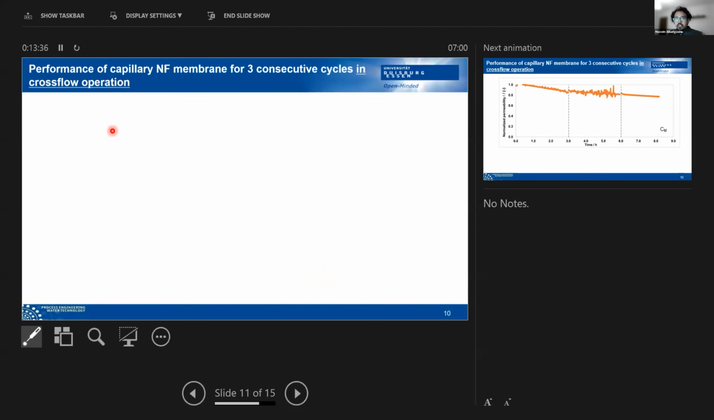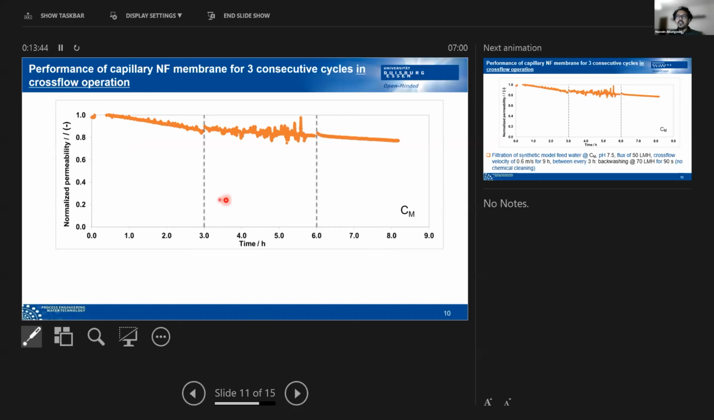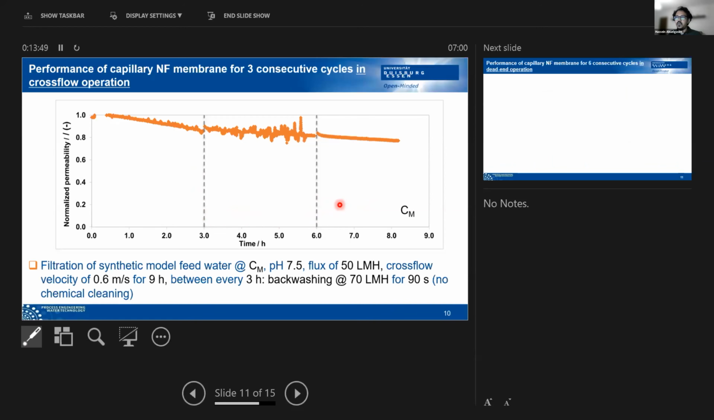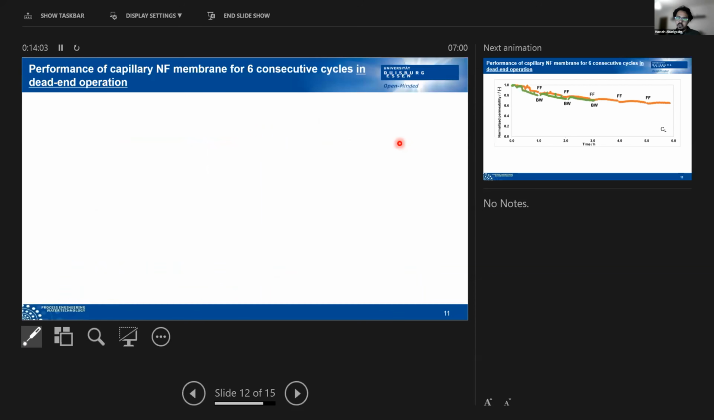Here we wanted to see the performance of the capillary membrane when we run it for a longer time. So instead of running it in a cross-flow mode for only 3 hours, we prolonged the experiment to 9 hours, so 3 consecutive filtration cycles. After each cycle, we performed a backwashing at 70 LMH for 90 seconds. As you could see, after the 9 hours, a decline of almost 20% in the permeability has been observed.